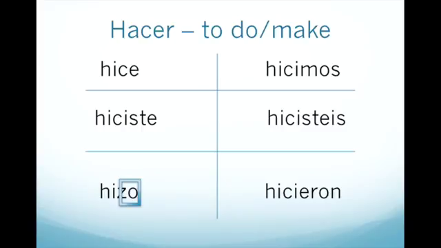You can see that there are no accents anywhere, and that the yo form and the usted form tend to have AR verb endings, while every other form looks like it has ER and IR endings. We call this a hybrid verb, where it has a hybrid of AR and ER-IR endings. It is very irregular, and it's just important to know.